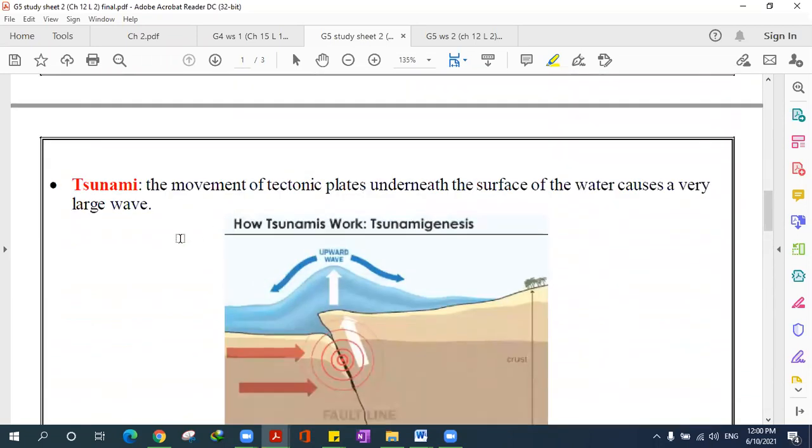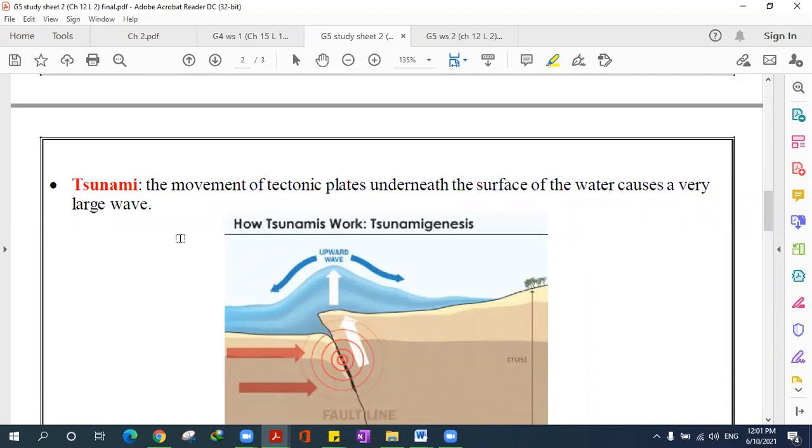Then you guys learned about tsunami, and tsunami is one of the most famous and biggest waves known to the whole world. And it happens because of underneath the water, tectonic plates, as you guys learned about tectonic plates last term. When they start moving, they have different movements toward each other, away from each other. Do you guys remember that?